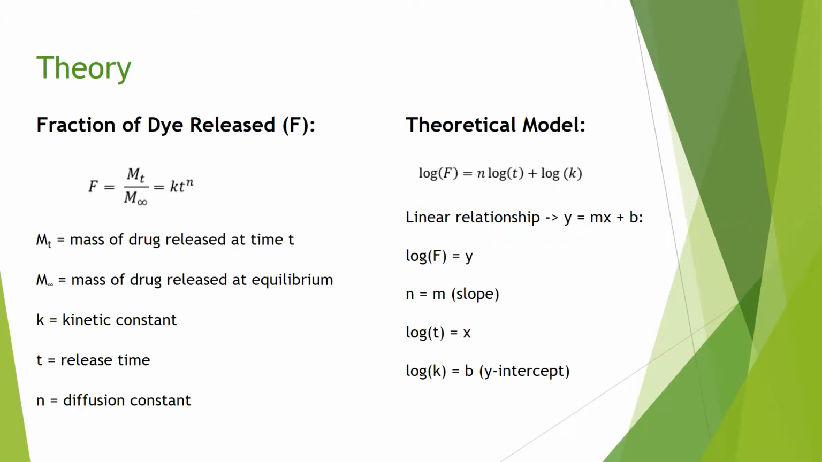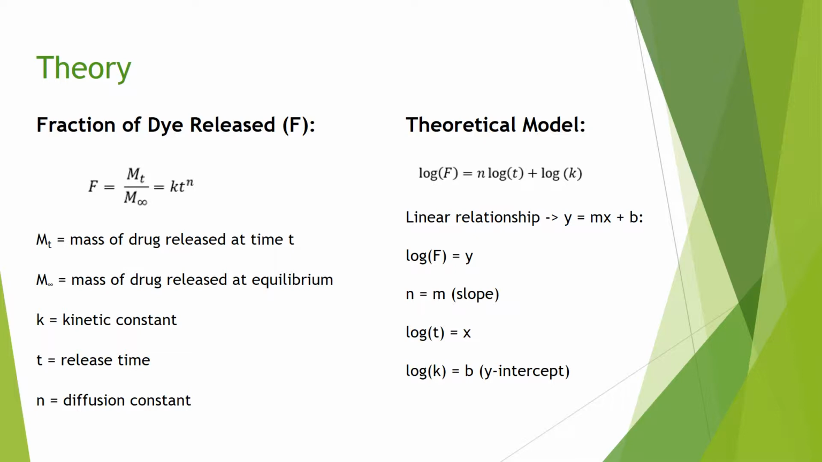There are two equations that were relevant in analyzing our data. The fraction of dye release, as shown by F equals Mt over M infinity, is equal to k t to the power of n. Mt is the mass of the drug release at time t, M infinity is the mass of the drug release at equilibrium, k is the kinetic constant, t is the release time, and n is the diffusion constant.